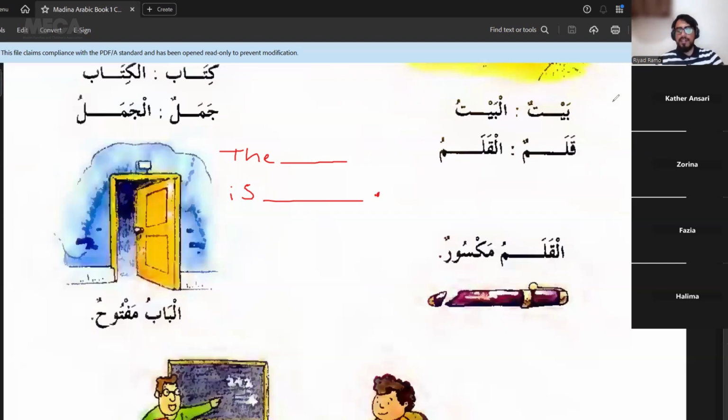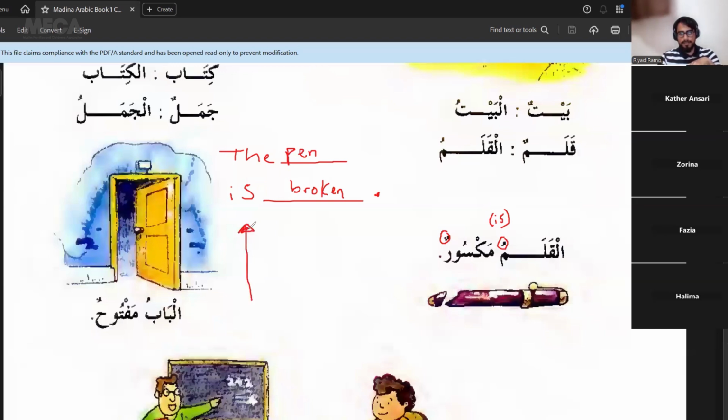Okay, let's look over here. Al-qalamu maksurun. So I'll write it in English. We could just use over here: the pen is broken. Al-qalamu maksurun. Al-qalamu maksurun. The pen is broken. So it's like an invisible "is" in the middle. There's no something in the middle in Arabic here. We have in English, this is, right?